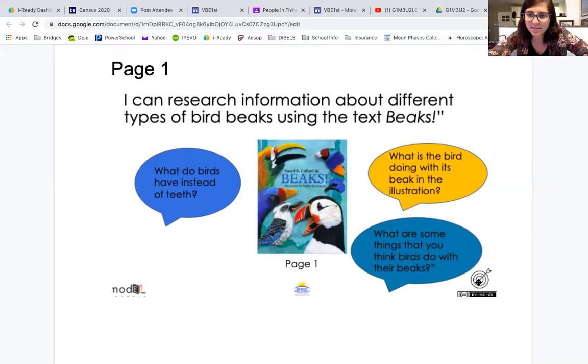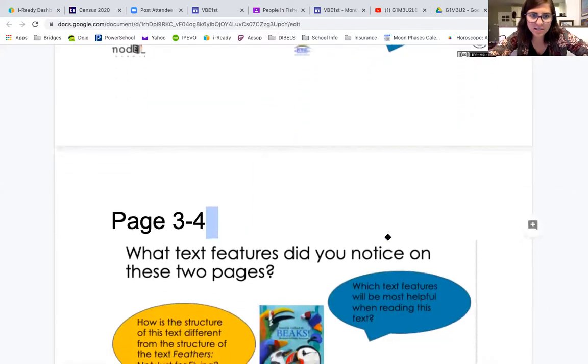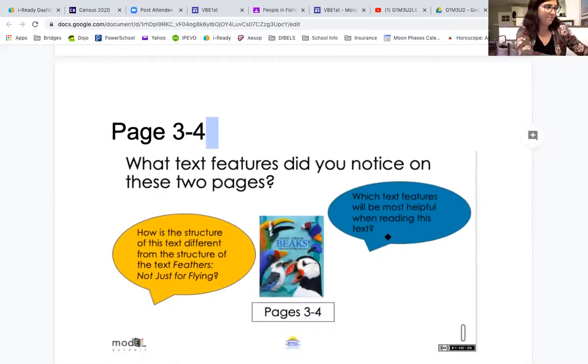And so those are our questions. Let's go down to page 3 and 4. Like I said, there's no page numbers, so I'm just gonna have to count 1, 2, and then 3 and 4. So this was page 3 and 4. It talks about the macaws and hummingbirds.